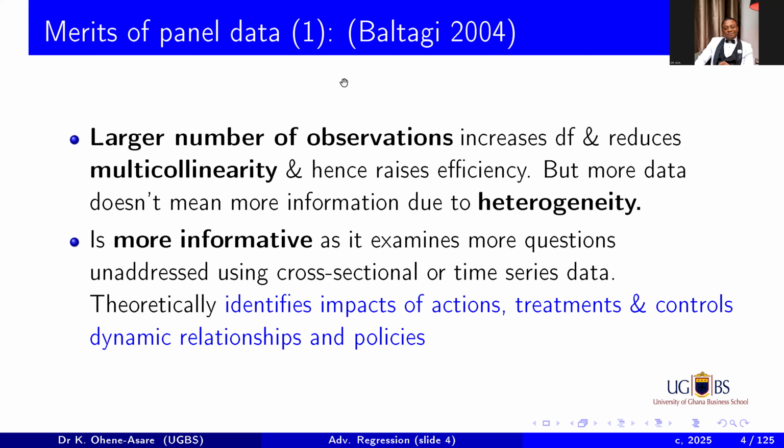Theoretically, you can identify certain actions that have happened over time. In fact, when you have a panel, it can help you identify controls, dynamic relationships, and policies that have happened. For example, there was universal banking in Ghana. Which year was that? You are now able to incorporate the effect of the universal banking introduction, the deregulation exercise, and look at the impact of deregulation or universal banking on the performance of the banking industry.